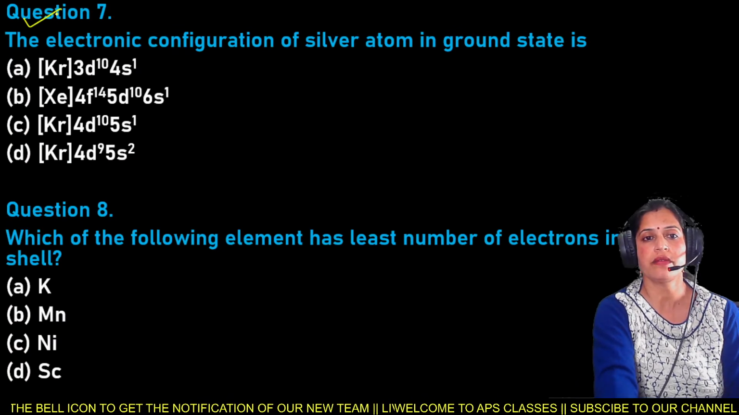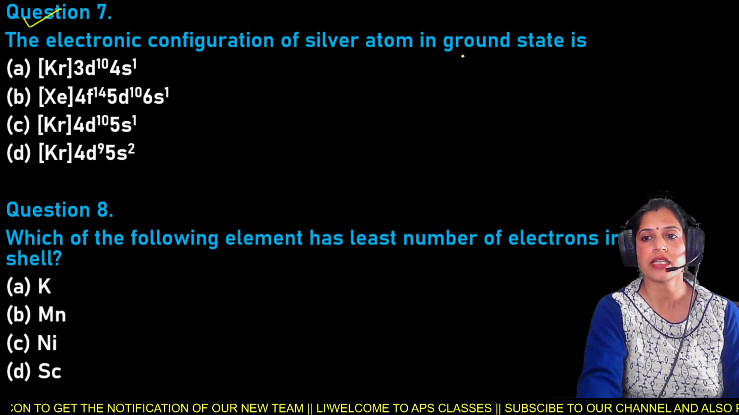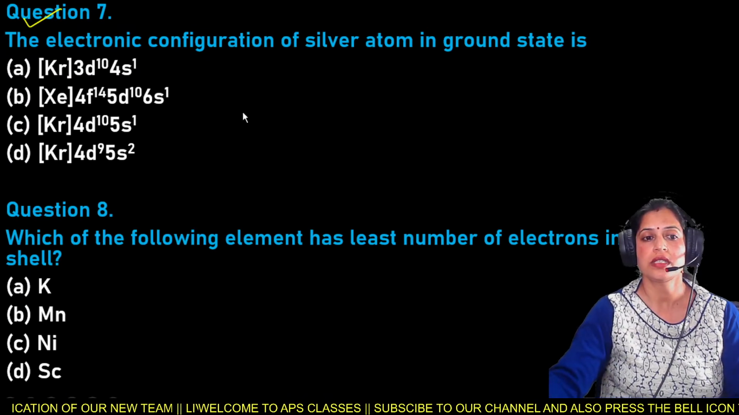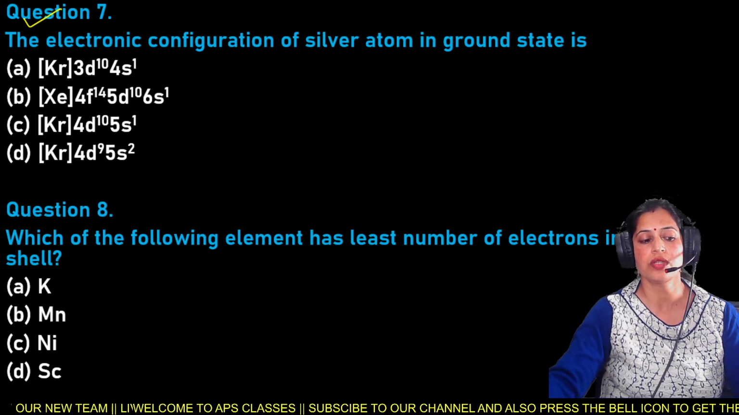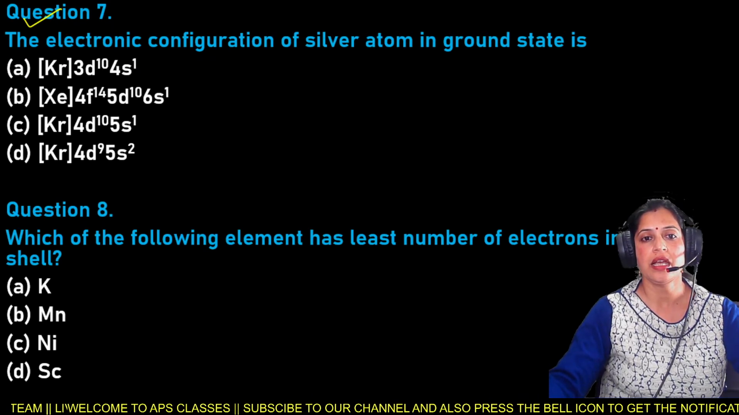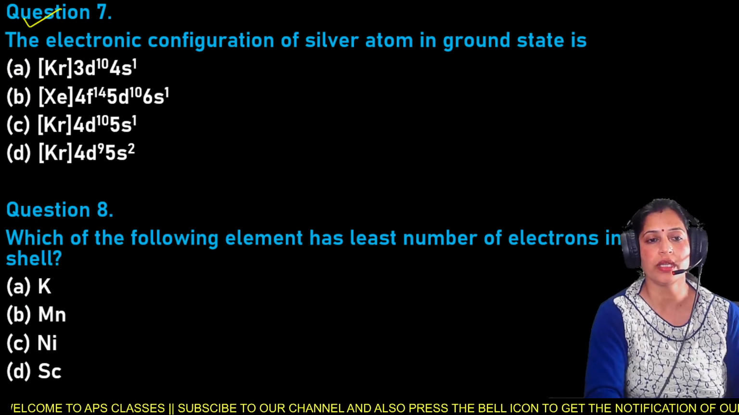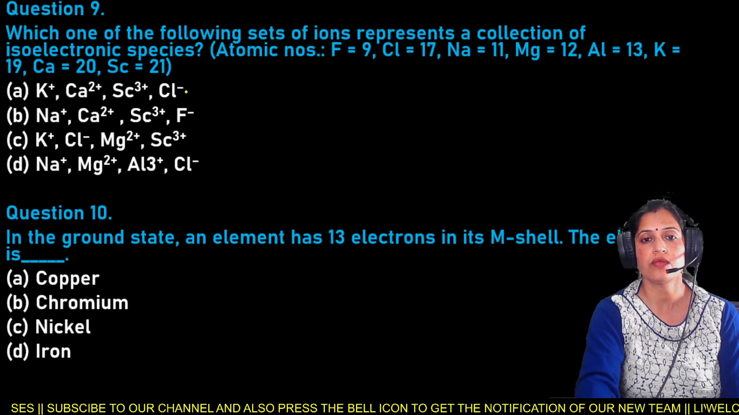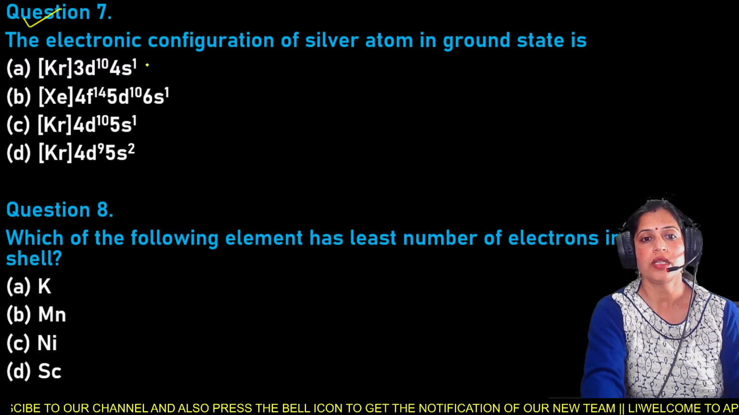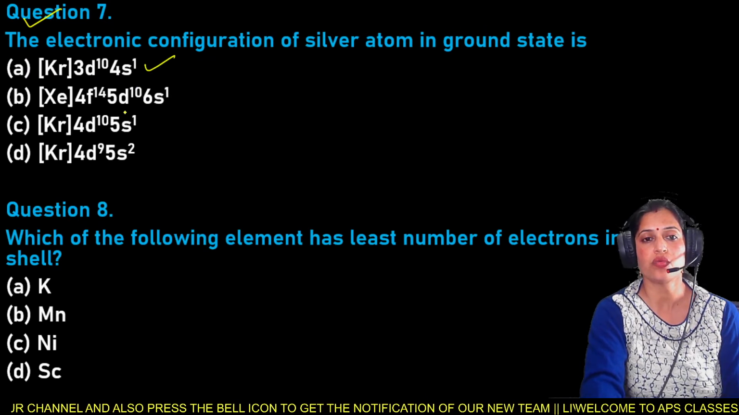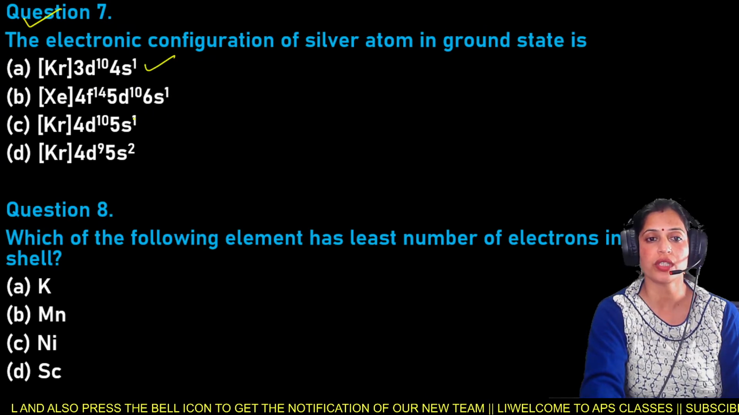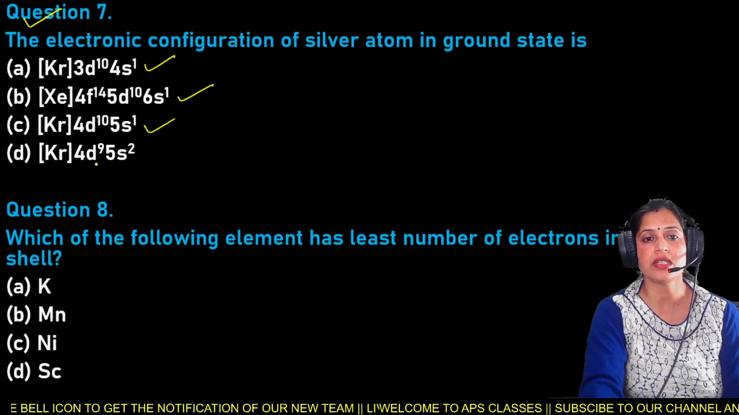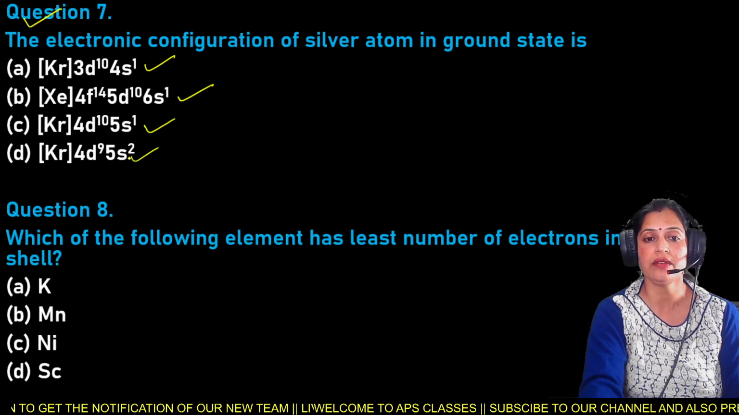Now shift to question number 7. The electronic configuration of silver atom in the ground state is: A, Kr 3d10 4s1. B, Xe 4f14 5d10 6s1. C, Kr 4d10 5s1. D, Kr 4d9 5s2.